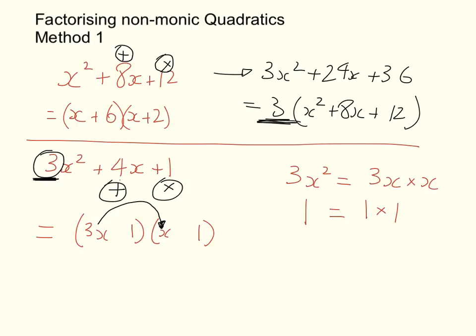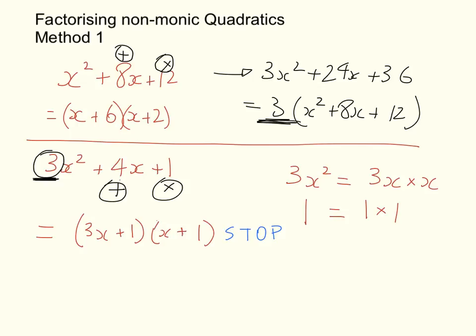Now this one is actually quite nice because the 1 is positive and the 4x is positive, so we can just throw a couple of positive signs in there. Now, something to mention is that this is factored. Okay, so you would stop here. That is your factorization. 3x plus 1, x plus 1.